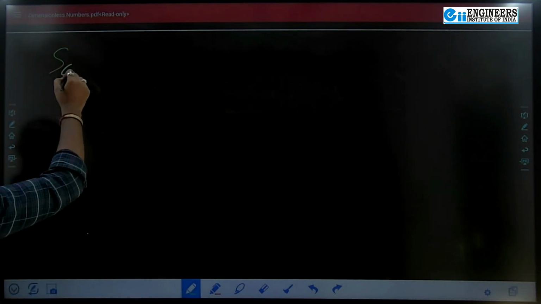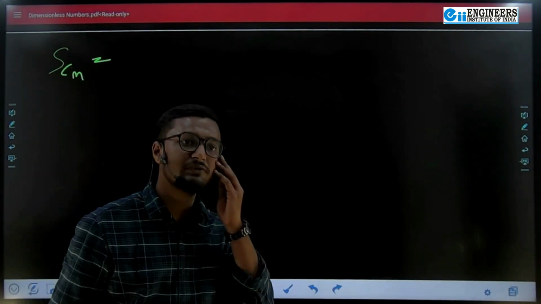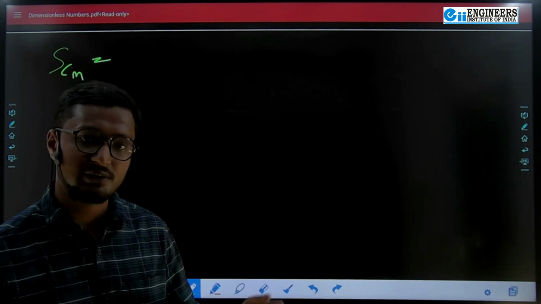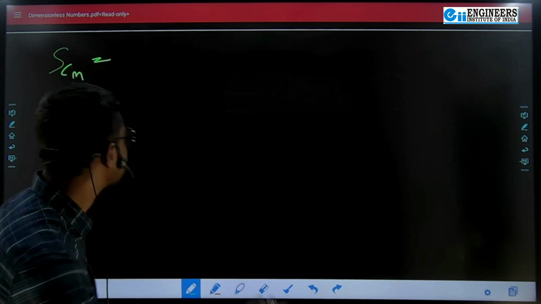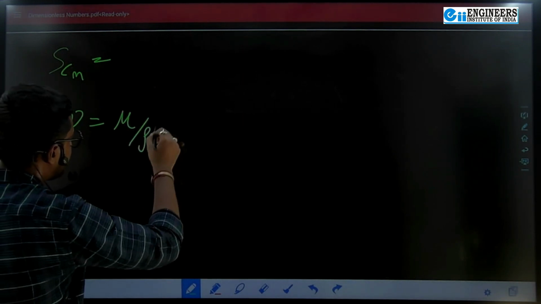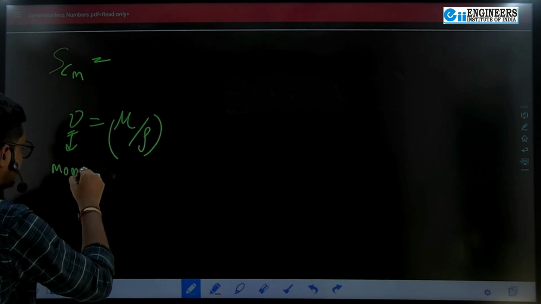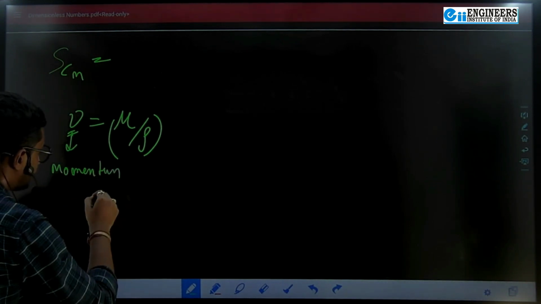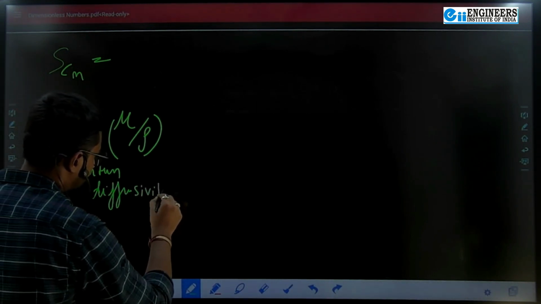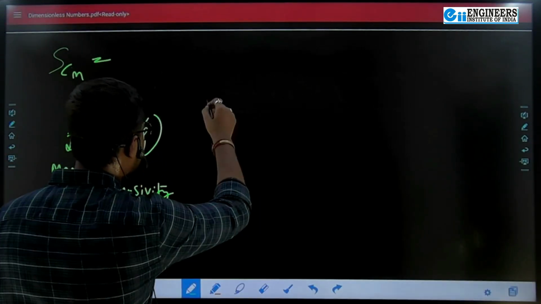So what was the Schmidt number? It was momentum diffusivity divided by mass diffusivity. Now momentum diffusivity means nu, the kinematic viscosity. Kinematic viscosity and momentum diffusivity are both the same terms, and nu is defined as mu, the dynamic viscosity, divided by rho. So this gives us our momentum diffusivity.